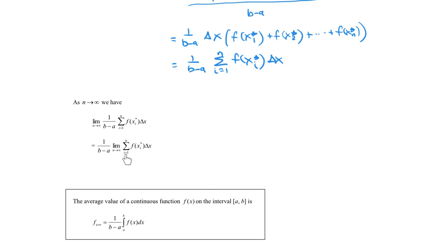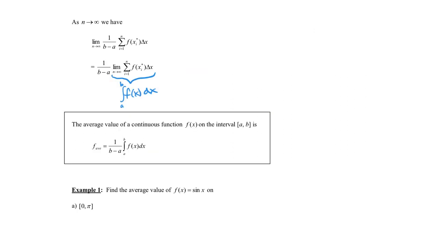And then we know that this is just equal to the integral, right? This is equal to the integral from a to b of f of x dx. And this is basically the formula we're going to use. So if we want to find the average value of a continuous function on some closed interval a, b, it's right here. And there's not really much to it. The average is 1 over b minus a times the integral of f of x dx from a to b.